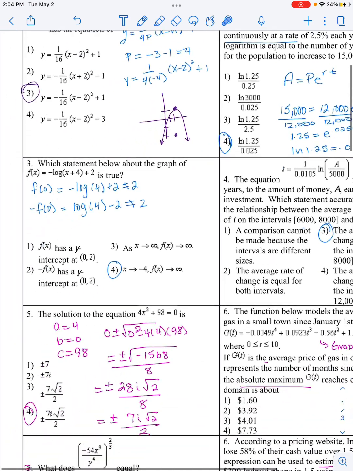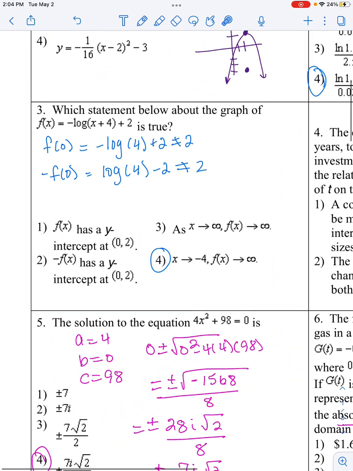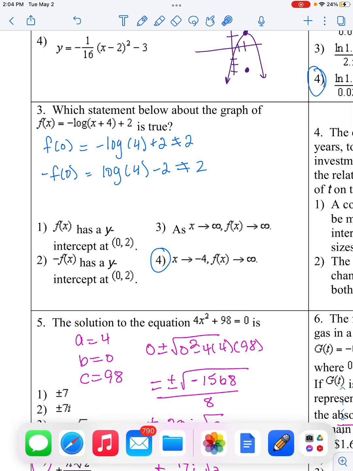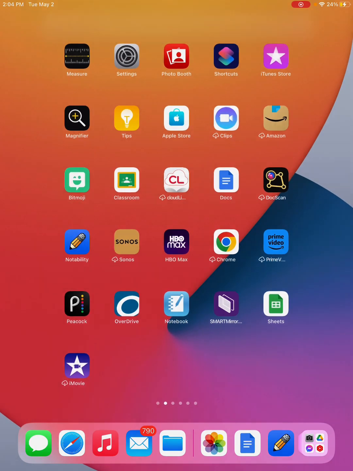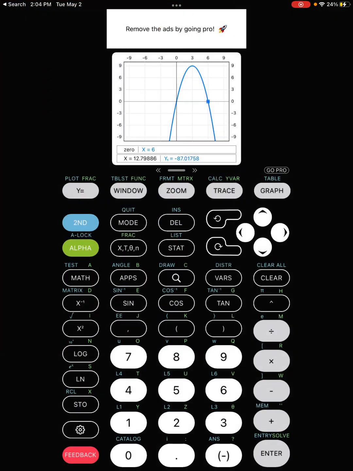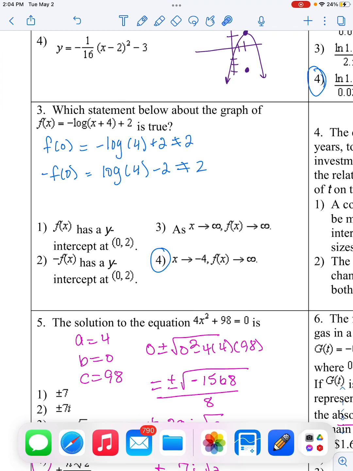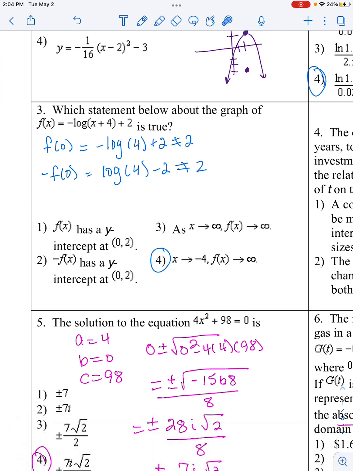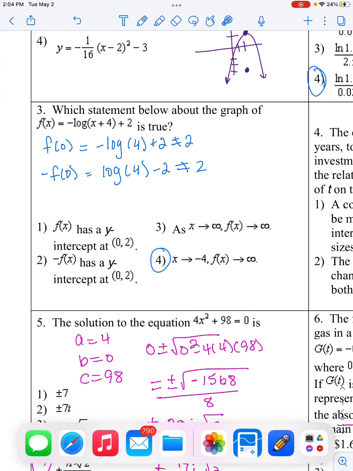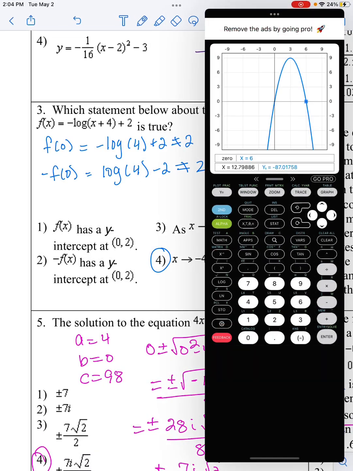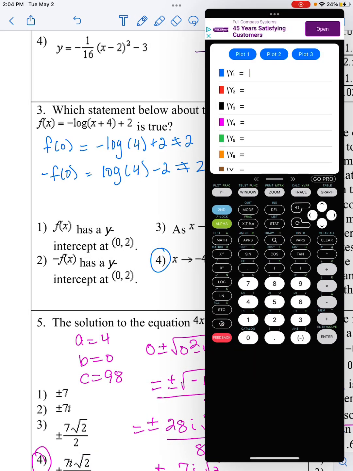All right, next one. So next one is saying what is true about the graph. So let's just pull up the graph really quickly. Sorry, find my calculator. All right, so if we put this into the calculator, we get negative log(x + 4) + 2. Let's see if we can see it nice in the calculator.